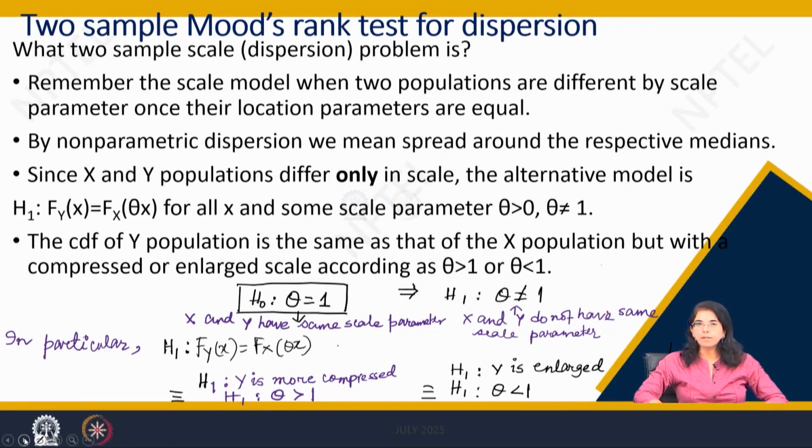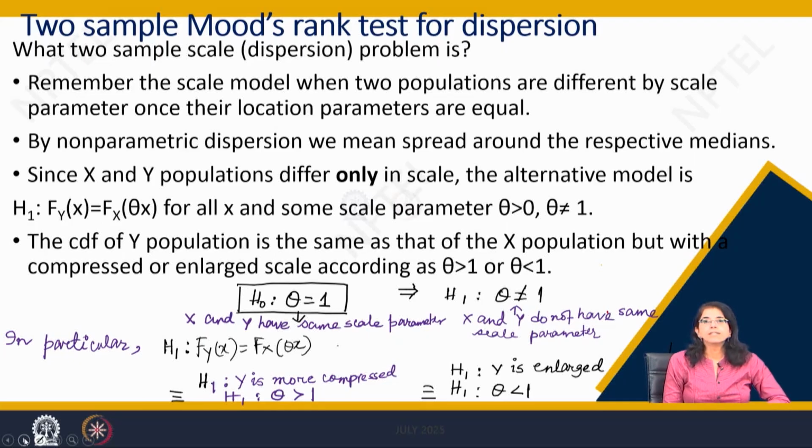Since X and Y populations differ only in scale, the alternative hypothesis is H1: F_Y(x) = F_X(θx). So θ is the scale parameter, and the scale parameter must be greater than 0. It is always positive, and θ is not taken as 1. Why? If you take θ as 1 in the alternative hypothesis, then F_Y(x) will be F_X(x). That means the two distributions are the same. So θ equal to 1 is the concern under the null hypothesis.